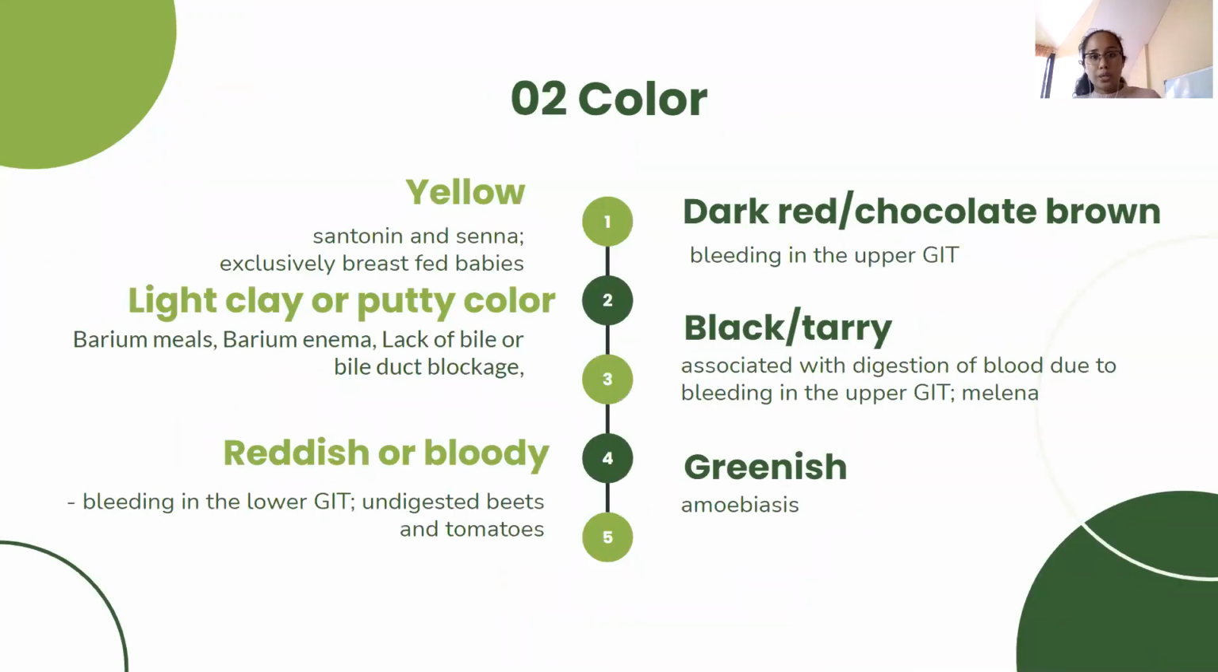Now, class, the color naman. Yellow is usually seen when babies are still exclusively breastfeeding. Pag babies, yellow talaga ang stool na expect mo sa diaper nila. And class, santonin is an antihelminthic which makes your stool color yellow. Senna.